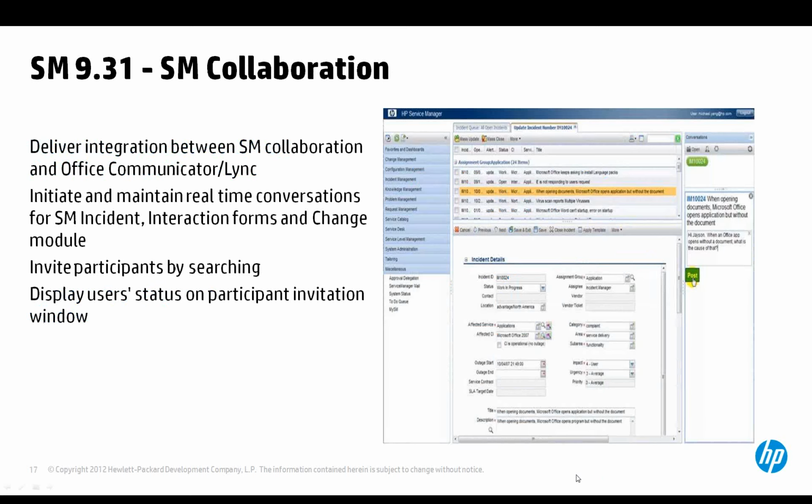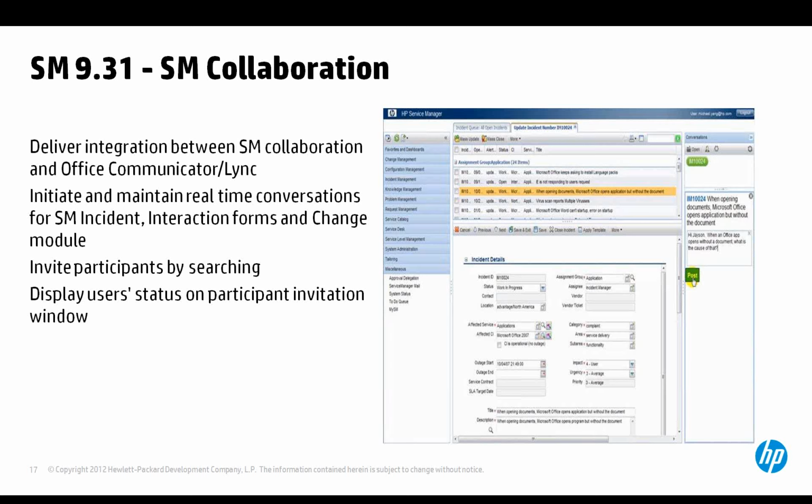Michael, if you could. Yeah, thank you. So the second part, and it's one of the important directions of both Service Manager and Service Anywhere, by the way, is the fact that we're building increasing collaboration into all the processes that we have in Service Manager. So we started about 6 months ago, asynchronously after Service Manager 9.30, with collaboration in the context of incident and interaction. And what we delivered in 9.31 is adding the ability to have collaboration in the context of change.